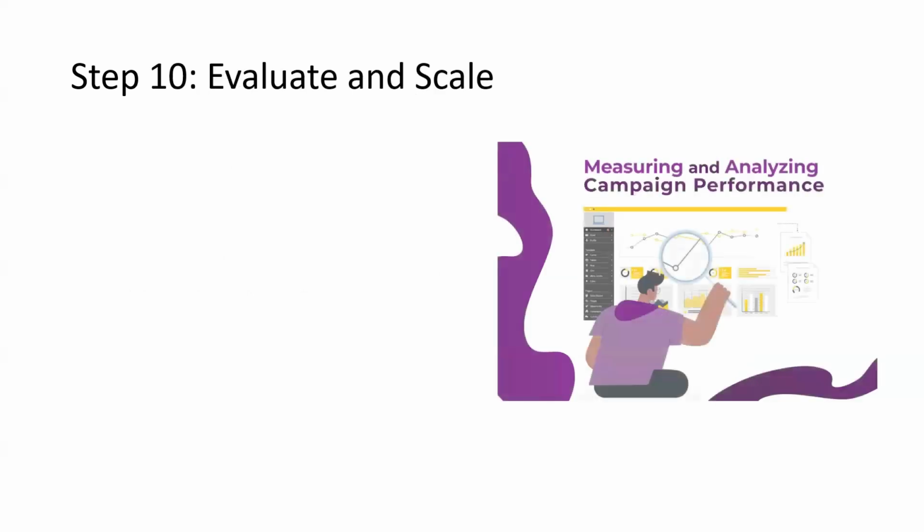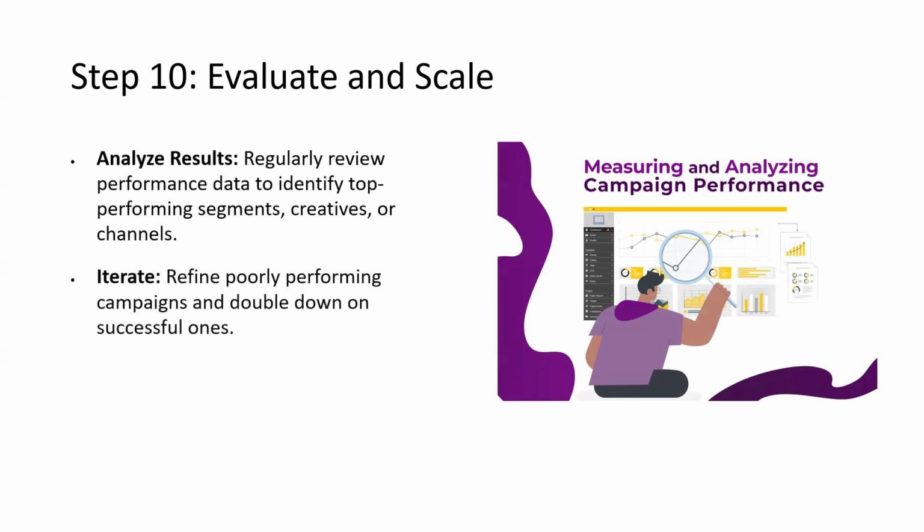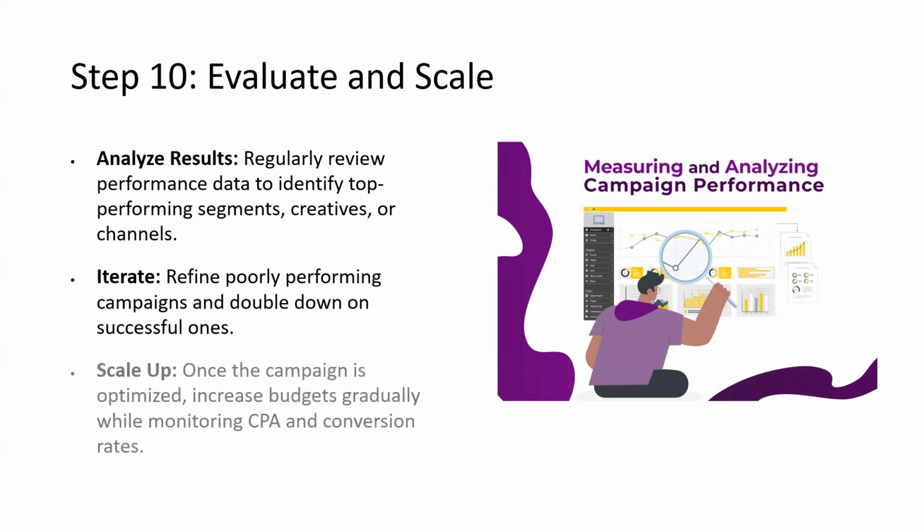Then the final step is evaluation and scaling. So once you measure the campaign and analyze the campaign performance and see how it is performing, we need to regularly review performance data to identify top performing segments, creatives, or channels, and iterate or refine the poorly performing campaigns and double down on successful ones. Once that is done, then we can scale up. Once the campaign is optimized, increase budgets gradually while monitoring cost per acquisition, or CPA, and conversion rates.